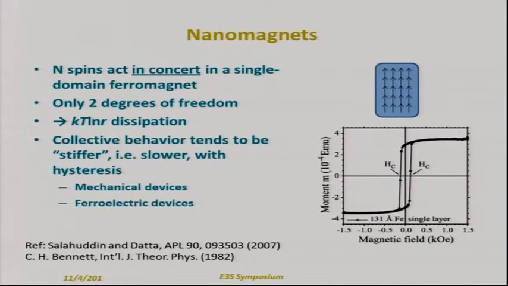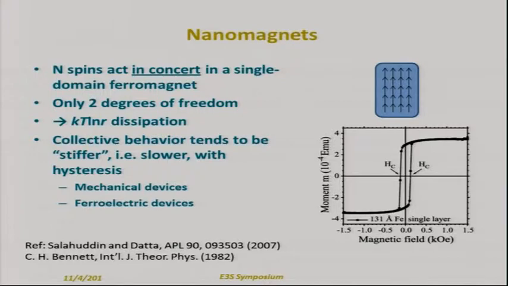Now, back to this argument about counting kTs. The interesting thing about a nanomagnet is that in a single domain ferromagnet, the N spins are tightly locked together by exchange interaction. And so, in fact, in a nanomagnet, there are actually only 2 degrees of freedom. And the expectation is that the minimum energy that it takes to erase a nanomagnet bit would be not N kT, where N is the number of spins in the magnet, but only kT. So 1 kT instead of N kT.